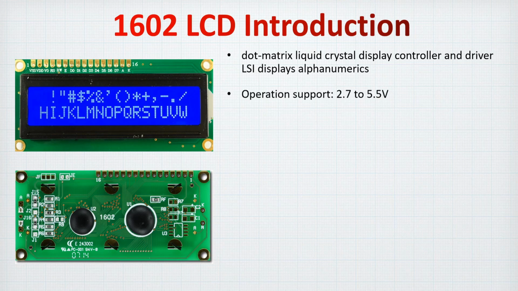So the operating supply is from 2.7 to 5.5 volts. Just be careful, and read the data sheet of the screen sometimes. Sometimes it may change a little bit, but generally they are working at the same spec.